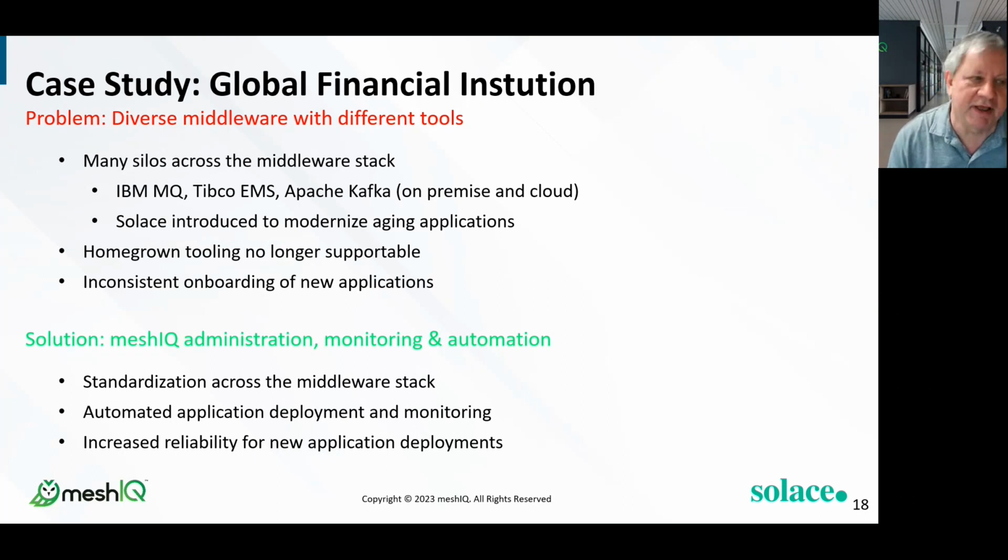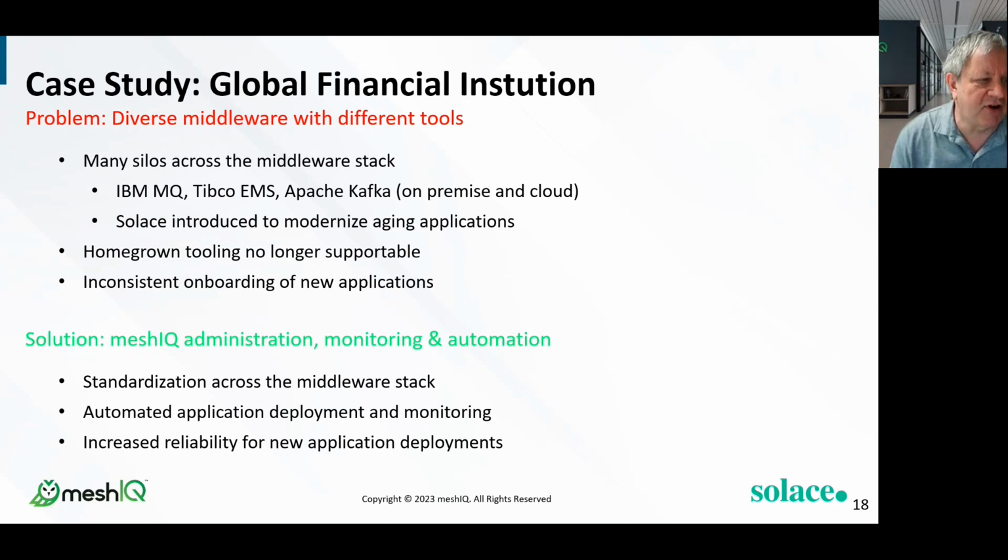The homegrown tooling, in their case, they had built tooling, but it wasn't supportable because the people who wrote it are long gone. And of course, things keep changing, and now we've got to add that to our tooling. Well, it just wasn't sustainable, right? And when they were onboarding new applications, things were very inconsistent.